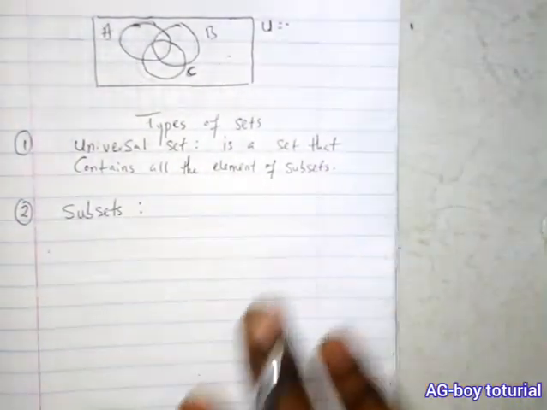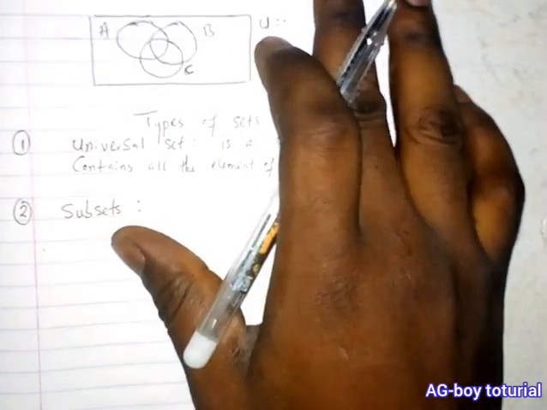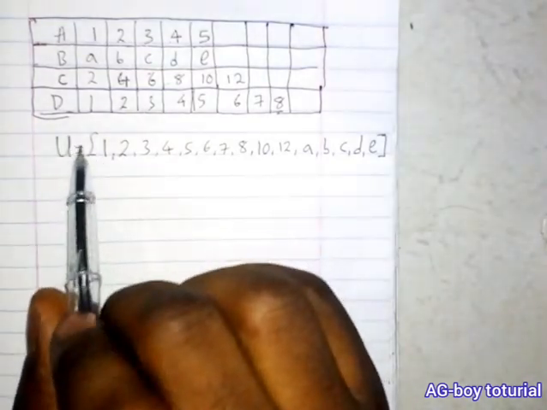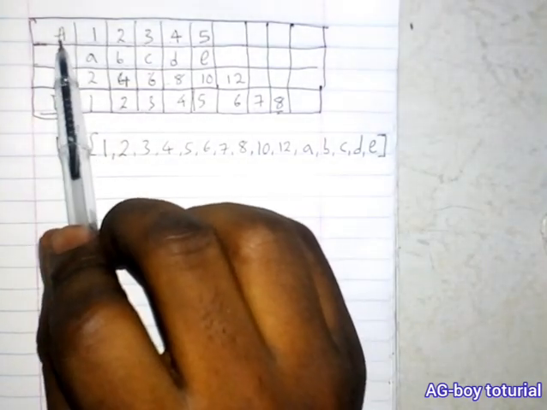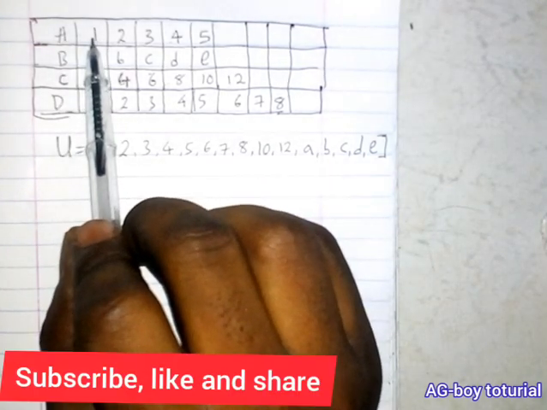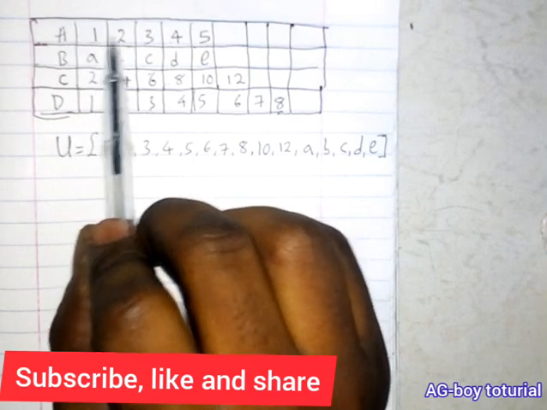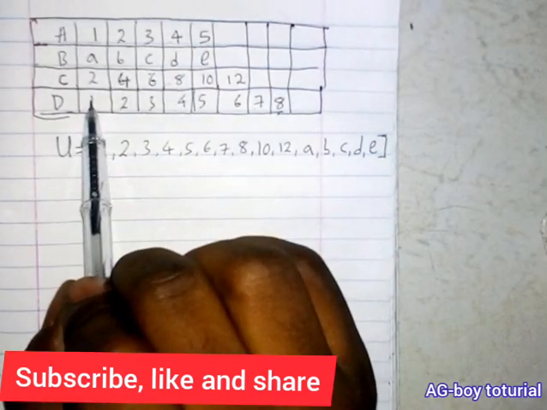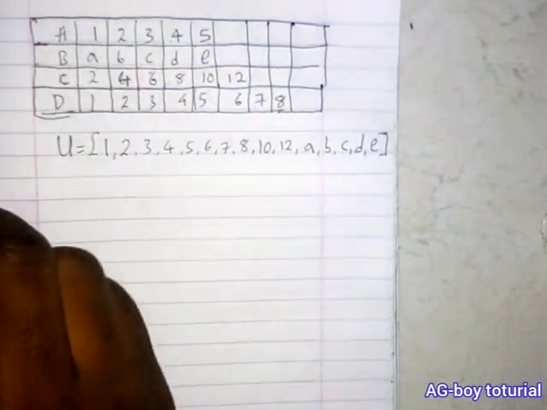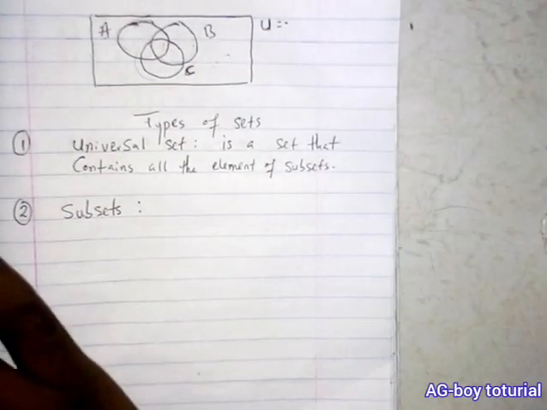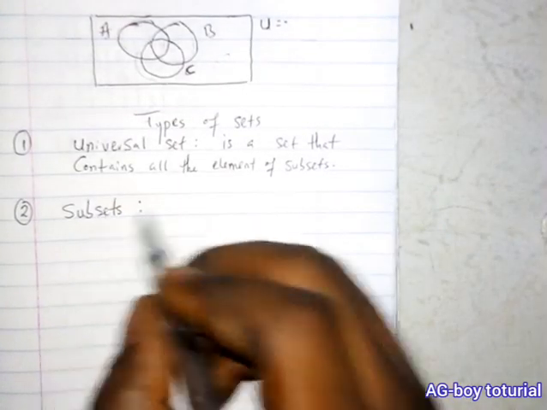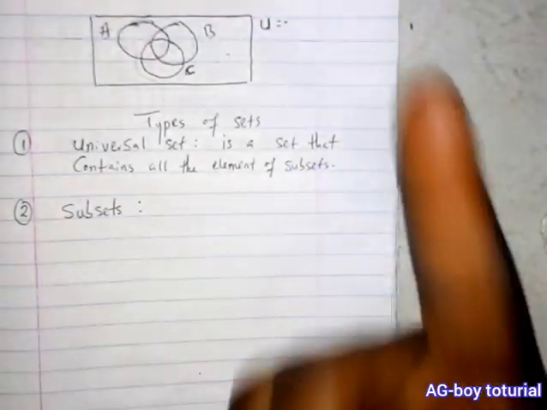Then I can also say that A is a subset of D, because all the numbers in A, 1, 2, 3, 4, 5, are also in D, 1, 2, 3, 4, 5. So A is a subset of D. Therefore, we have different kinds of subsets. We have the proper subset and we have the superset.